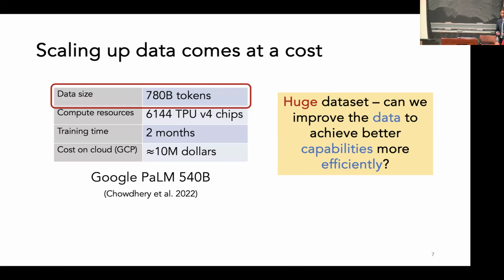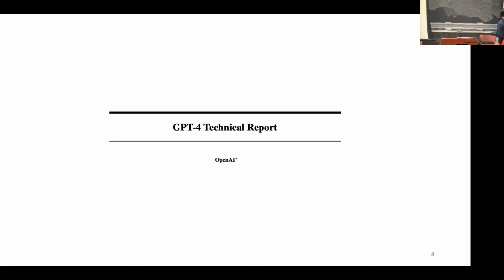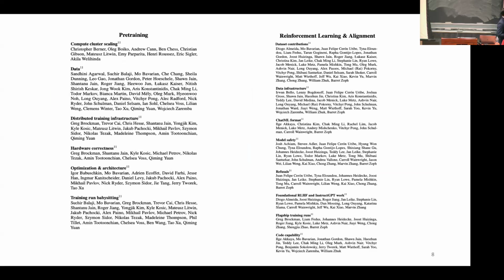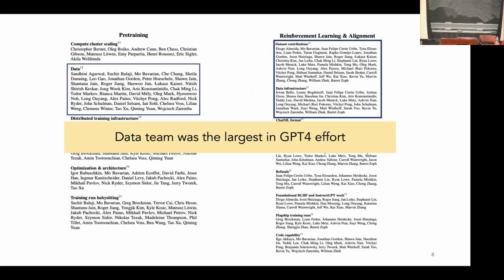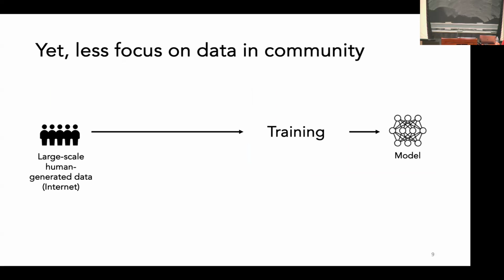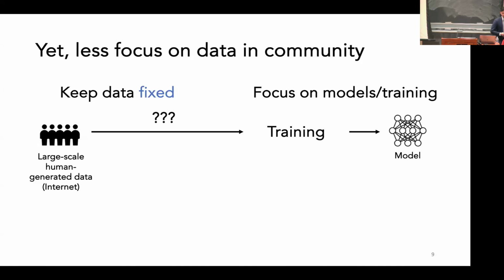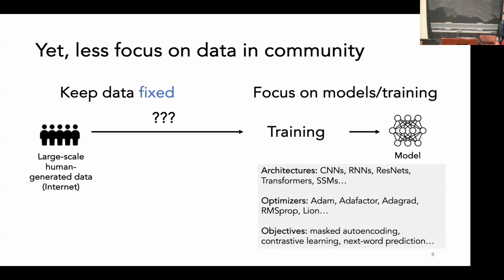To get an understanding of the gravity of this question, we can take a look at the GPT-4 technical report from OpenAI, which doesn't have any details about the data, but we can take a look at the makeup of their team. And we can see that the data team was the largest in the GPT-4 effort, and it speaks to the relative importance of data in their pipeline. But in the broader community, there's been relatively less focus on the data side. The dominant paradigm is to keep the data fixed while focusing on the models and the training algorithms. And due to this, we've gotten a bunch of great architectures, optimizers, and objectives, but fewer methods for curating large-scale data.